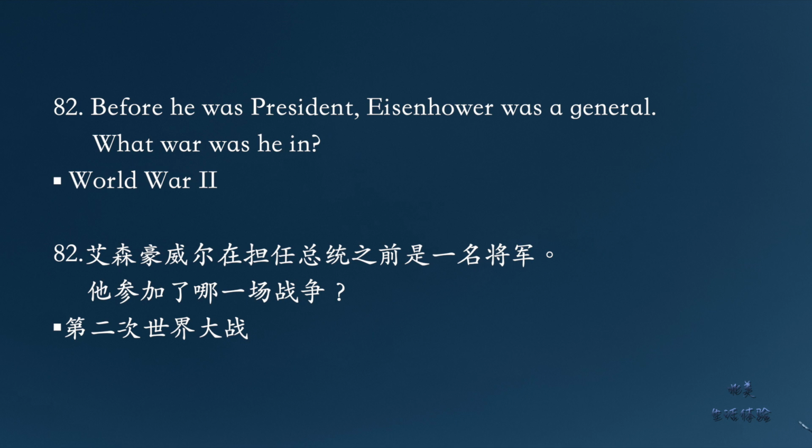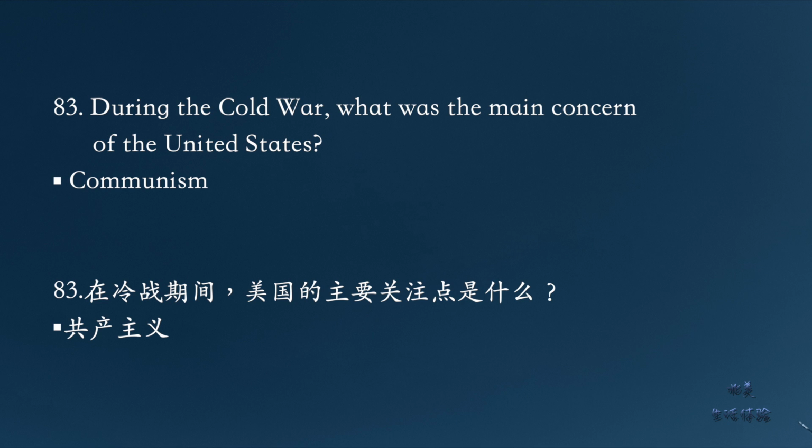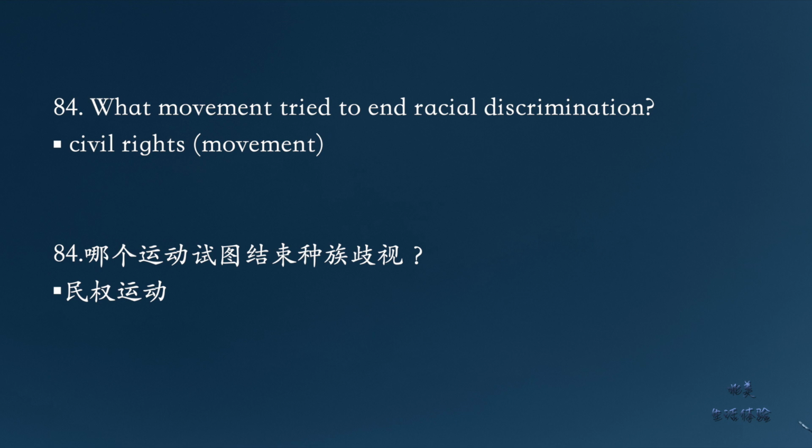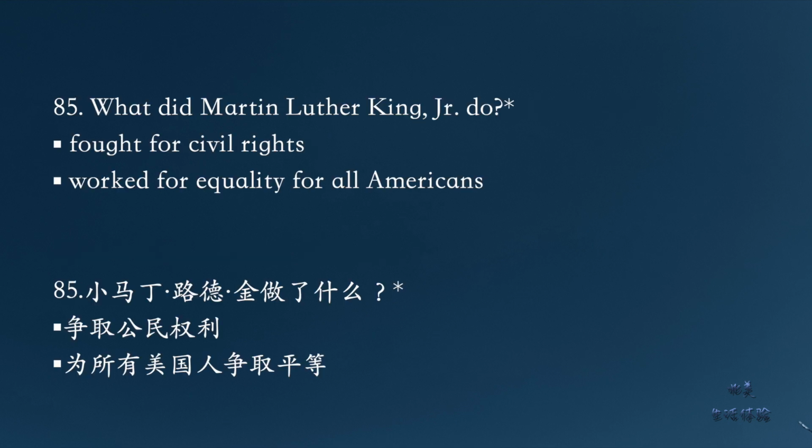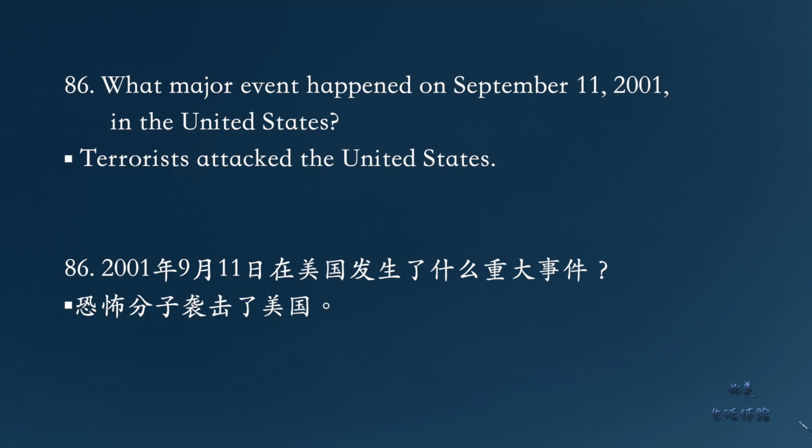Before he was president, Eisenhower was a general. What war was he in? World War II. During the Cold War, what was the main concern of the United States? Communism. What movement tried to end racial discrimination? Civil rights movement. What did Martin Luther King Jr. do? Fought for civil rights. Worked for equality for all Americans. What major event happened on September 11th, 2001 in the United States? Terrorists attacked the United States.